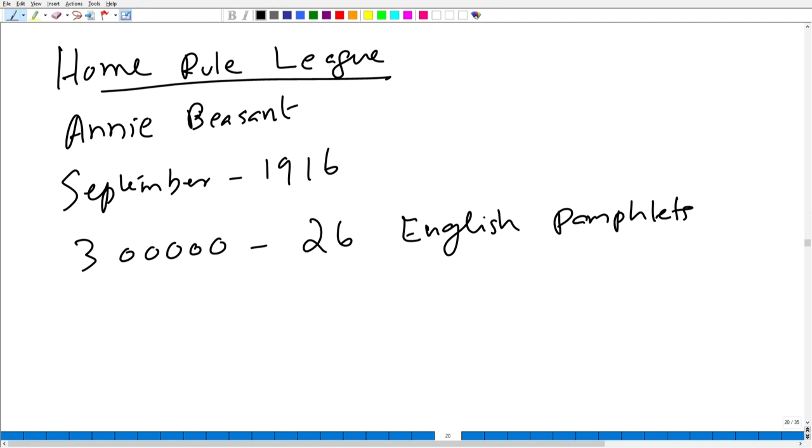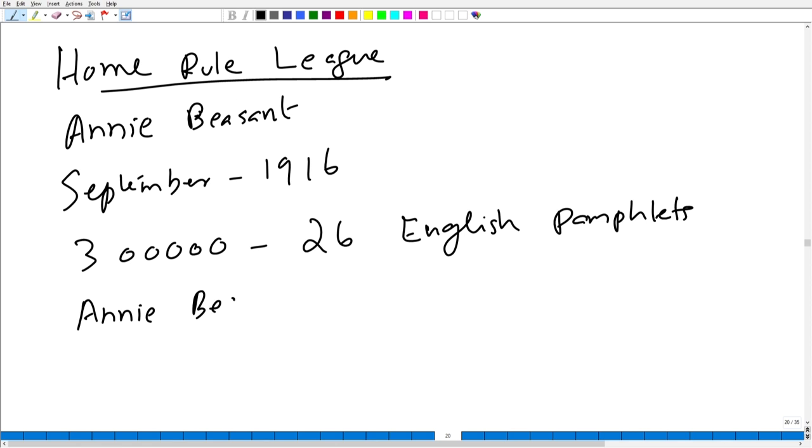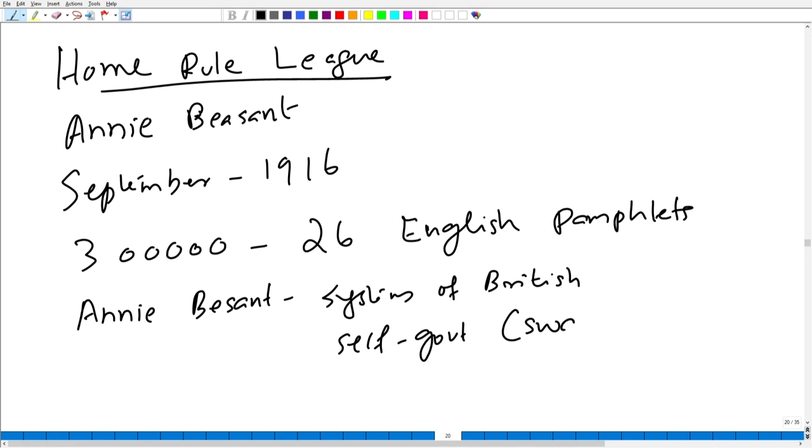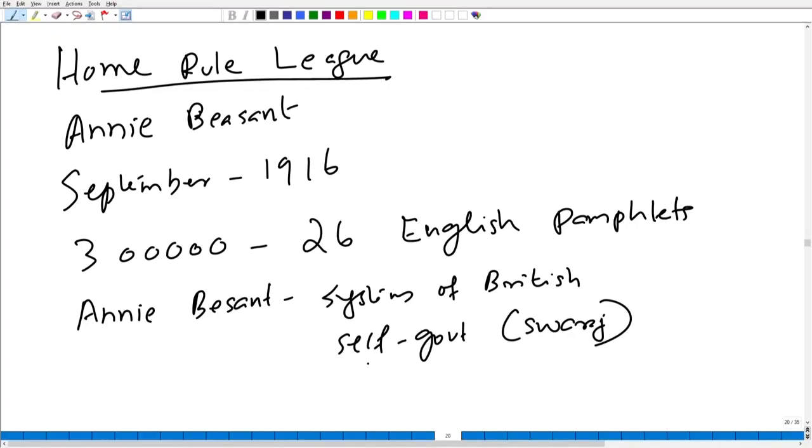Even before the inauguration of the Home Rule League by Annie Besant, 3 lakhs of 26 English pamphlets were sold. In these pamphlets, Annie Besant discussed the system of British government, how it exploited the Indians, and the reasons and need for home rule, self-government or Swaraj.